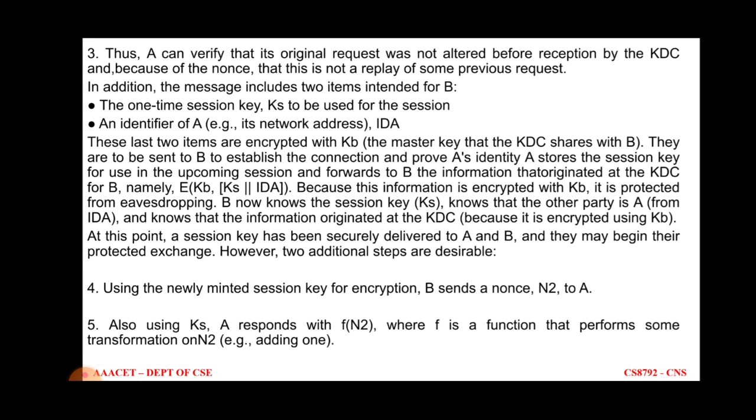The next step is using the newly created session key for encryption. B sends nonce N2 to A. N2 may be a timestamp, a counter, or any value, right? And the final step also uses KS, the session key. A responds with f(N2), where f is a function that performs some transformation on N2, such as adding one to the N2 value.